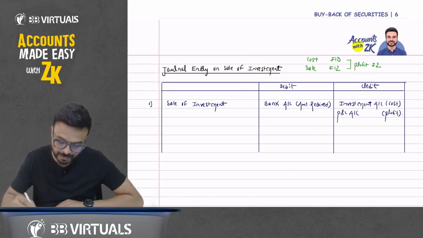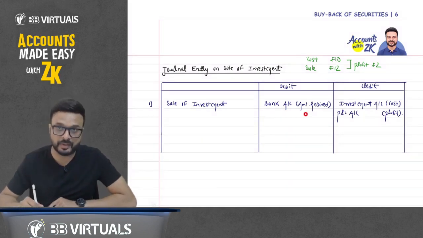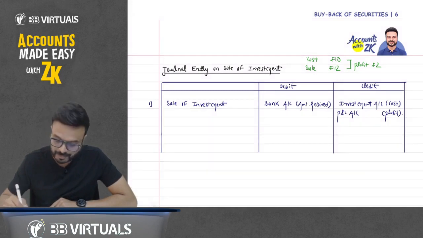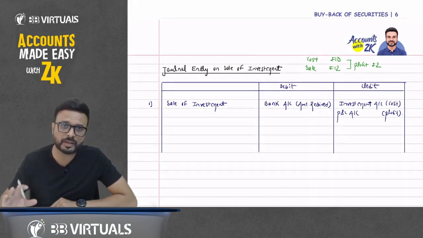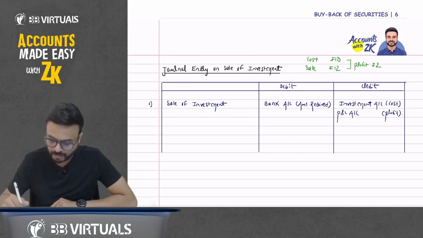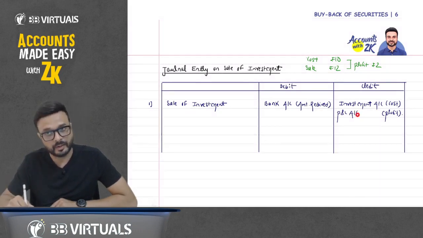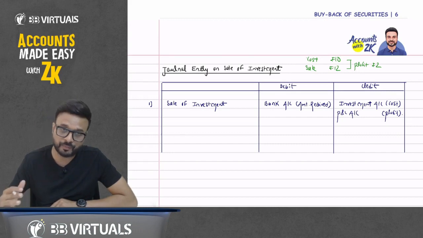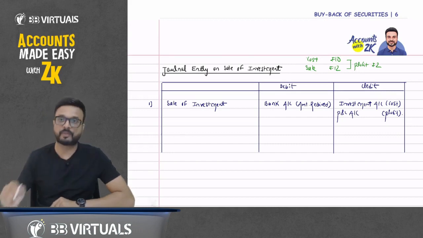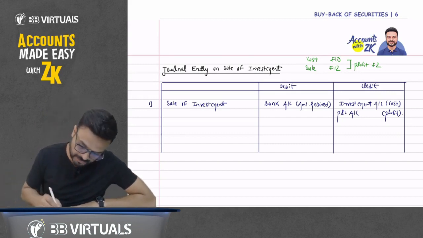Which account should be debited? Bank account, by the amount received. Which account should be credited? Investment account, with the cost, or if WDV, at whatever value it is recorded, to investment account and to profit and loss account. That is profit. So profit we credit to P&L account. So the profit part will transfer to profit and loss account.